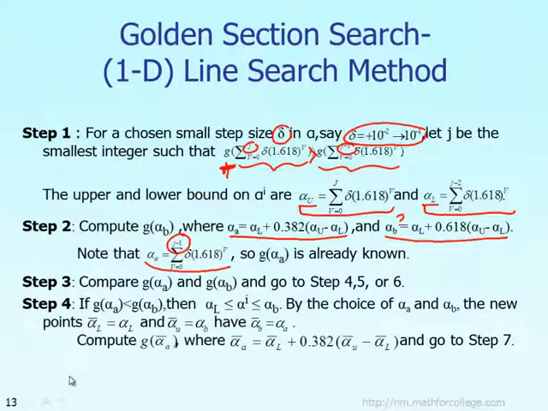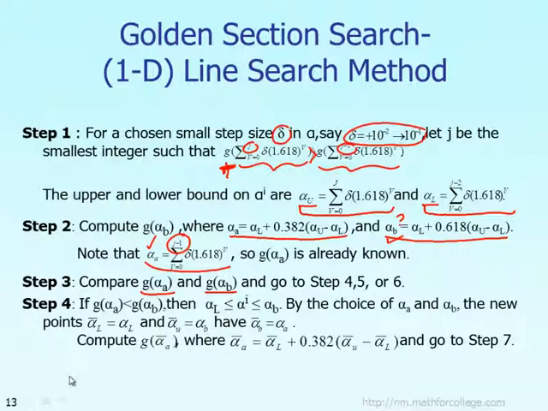After knowing alpha A and alpha B, the interior points, you just have to compare the function at alpha A and the function at alpha B. And based on that, you have only three possibilities. Either you go to step 4, or step 5, or you go to step 6. Well, you go to step 4.